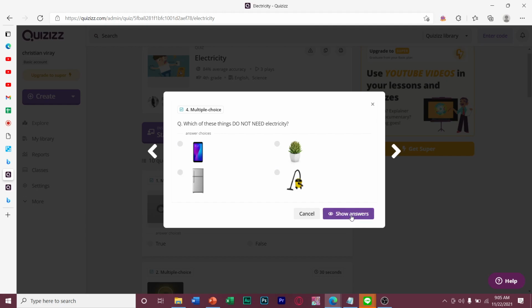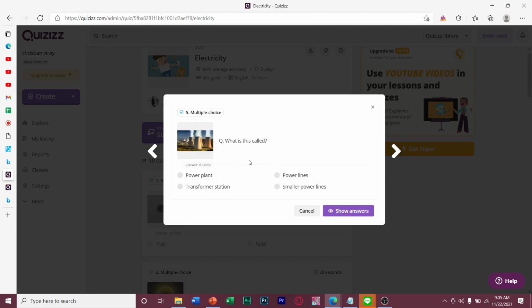Next, number 5. What is this called? Power plant, power lines, transformer station, or smaller power lines? Power plant and power station, they are the same. Okay, what do you call? A, B, C, or D? A is the correct answer.